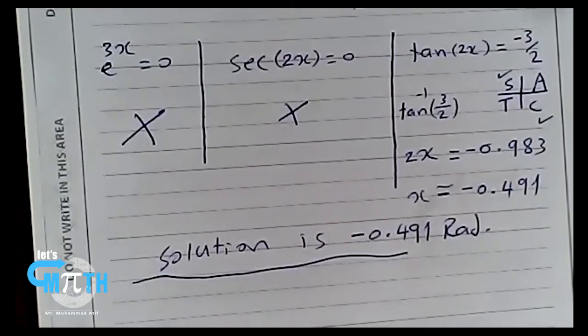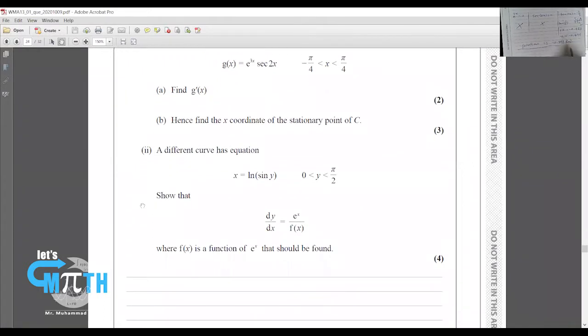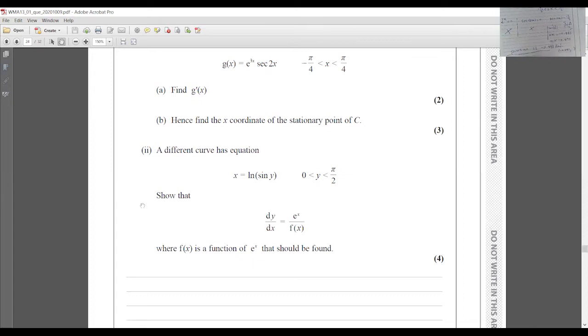Here we go for the third part of the question. If it's required to find the coordinate of the stationary point, so for the stationary point, the previous part will give negative 0.491 as an x. Then you substitute this value into the original function to find the y coordinate.